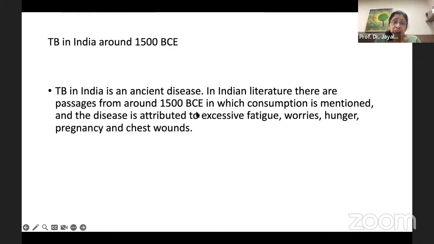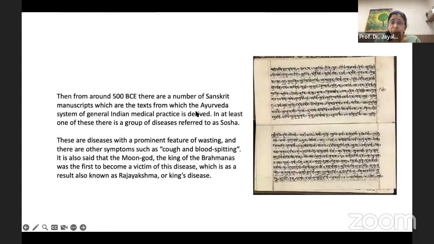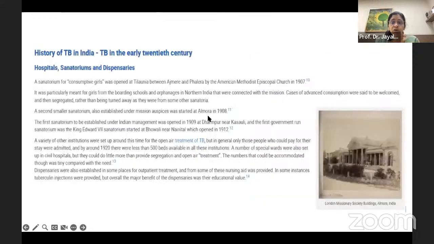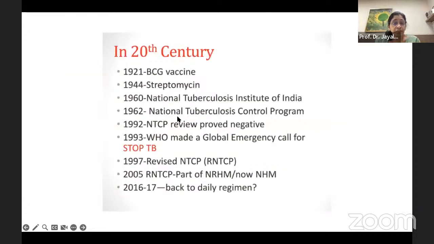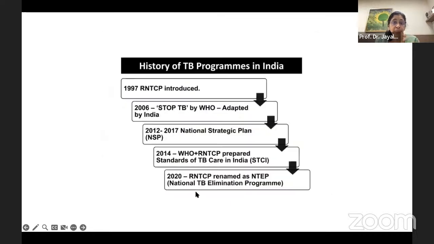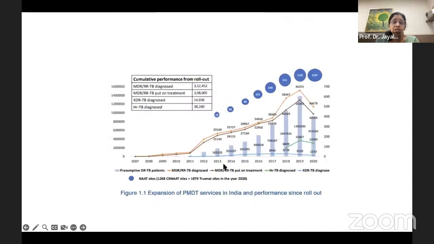Even in India, we had tuberculosis since 1500 BC. The disease was attributed to fatigue, worries, hunger, pregnancy. A number of Sanskrit manuscripts have described tuberculosis. We have many sanatoriums in India, which were set up in the early 20th century. The Stop TB program was started in 1993. In 1997, we had the Revised National Tuberculosis Control Program. In 2005, we had the Revised National Tuberculosis Program, which is now called NTEP. NTEP and recently the NTB program have been announced to reduce significantly the rates of tuberculosis. So this is the PMDT, that is the treatment of multi-drug resistant tuberculosis. The number of centers has increased vastly.